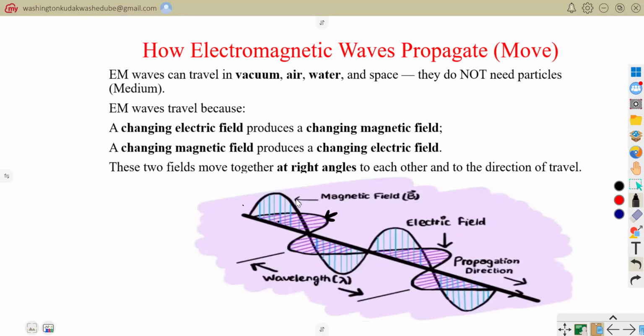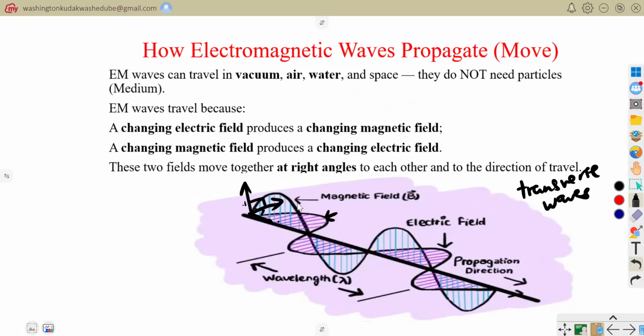So we are just creating changes in the two fields. And these changes in the two fields, they move together at right angles. So you would be having this moving up, whilst this is moving perpendicular to this direction. So they move together at right angles to each other. And they also move at a right angle to the propagation of the wave that they are creating. So we will therefore call these ones transverse waves.